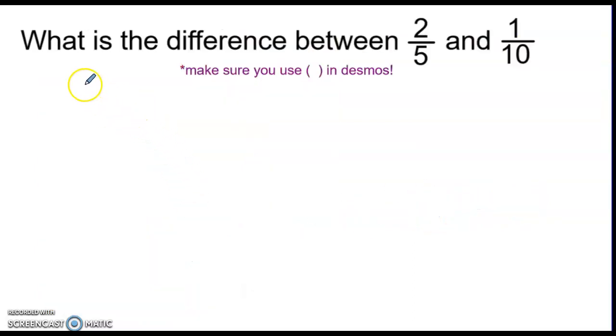All right, what is the difference between 2/5 and 1/10? So first of all, we need to know the word difference means subtract. So we're going to be subtracting those. And I'm going to show you how to do a calculator for all of these problems. So let's go look at the calculator. And here's my little hint. It says make sure you use parentheses in Desmos. So let's go check that out.